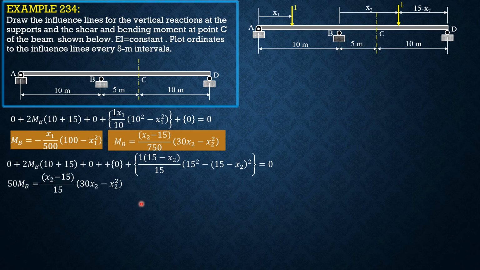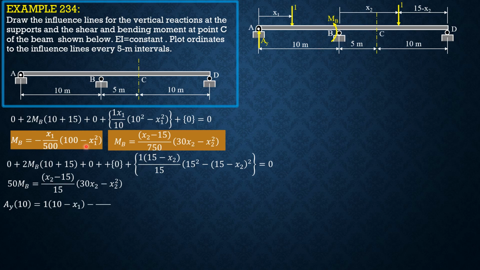Then next is AY. So let's call this MB. This is the positive direction of MB. So take note that for portion AB, the unit load is still here. So this distance is 10 minus x1. Summation of moment at B equals 0. So AY times 10 equals 1 times quantity 10 minus x1 plus MB.